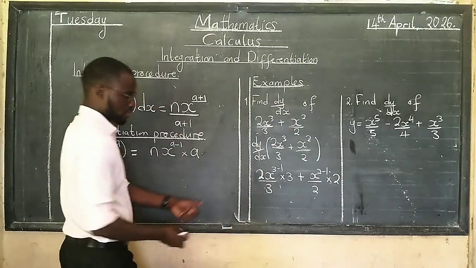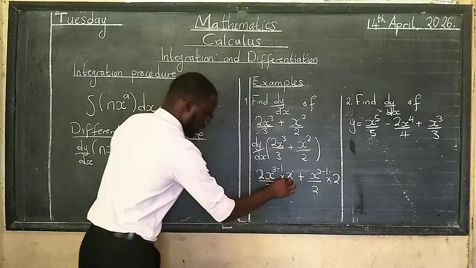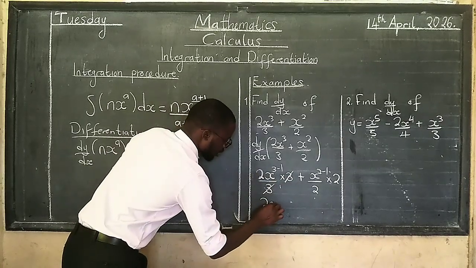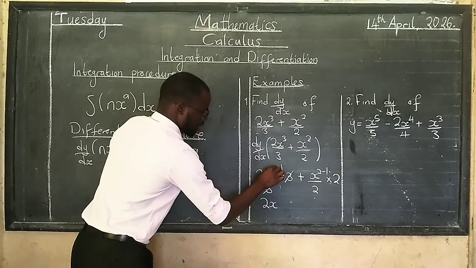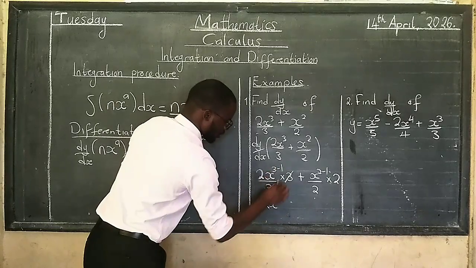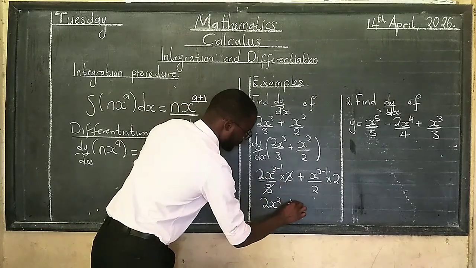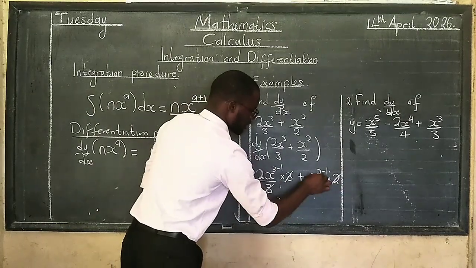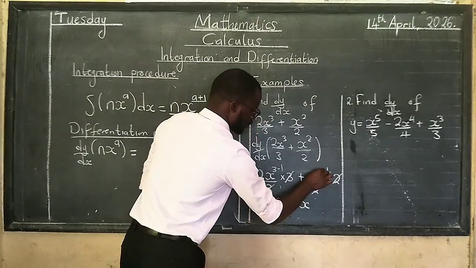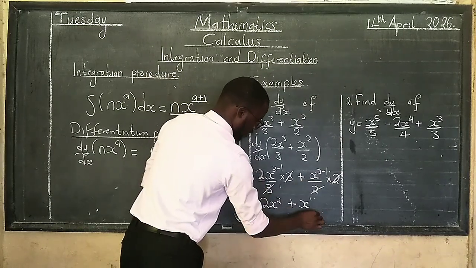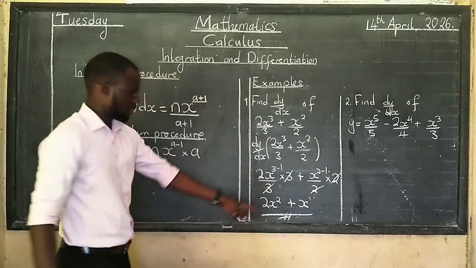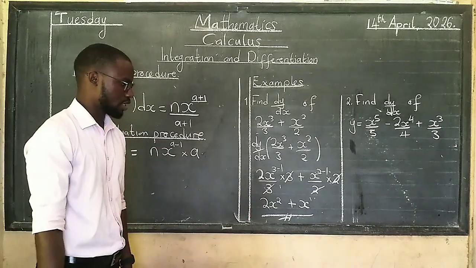Now, looking at this, this will cancel with this. So I'm going to remain with 2x to the power 3x, then 3 minus 1 is 2, plus this will cancel with this, and this is x, 2 minus 1 is just 1. If you go back, this is what I had in the first exercise.